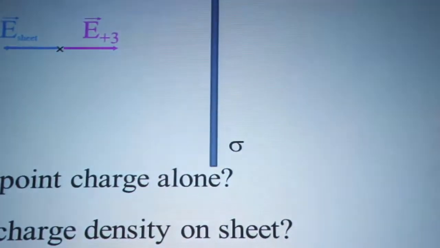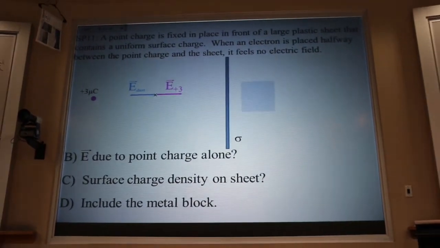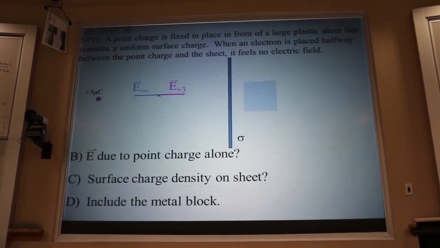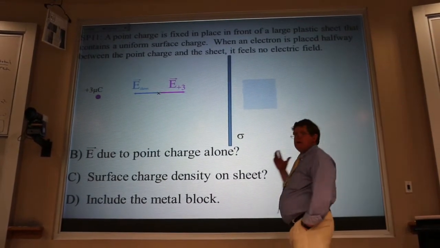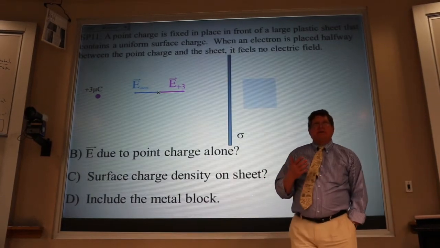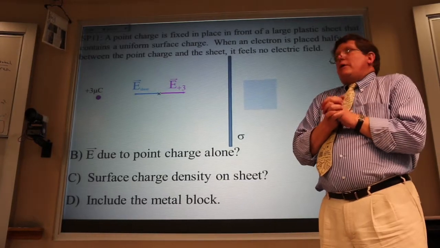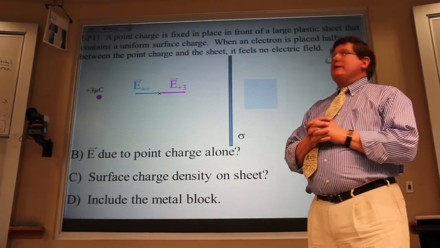Now, here's where things get rough. I think that was just a turn. We take a neutral metal block and we put it just a little bit to the right of that sheet. Now, it's neutral. It has just as many positive charges as negative, but it's metal. We're going to talk about conductors today, but we already know that in a conductor, the electrons are free to move to their happy place.